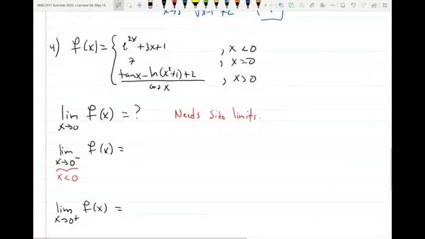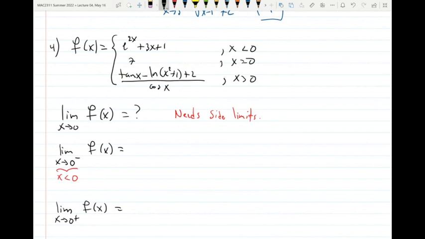Let's go to our function. What's our formula when x is less than 0? The first one, right? So that's the formula we're going to use. So this is the limit as x approaches 0 from the left of e to the 2x plus 3x plus 1. Everybody okay with this?